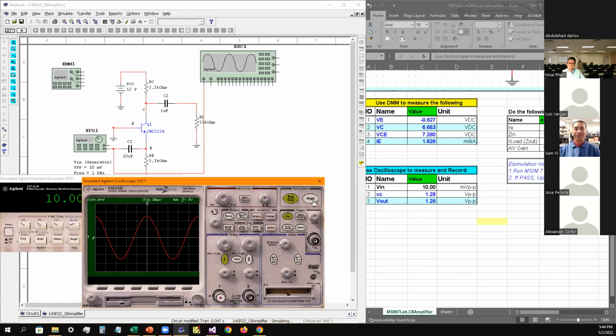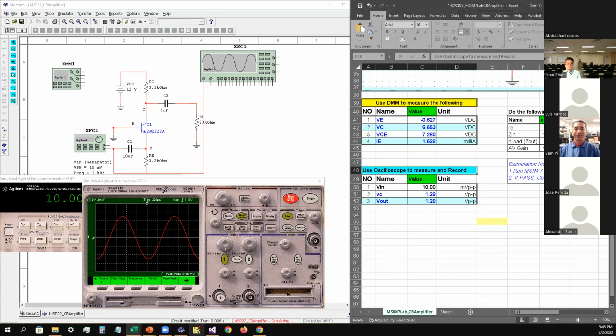Okay, so somewhere there, stop, just do a single. And then you want to go to your quick meter and find out peak to peak. So click on peak to peak. And there it is. They give you 10 millivolt peak to peak. So you just put the answer there for VN.